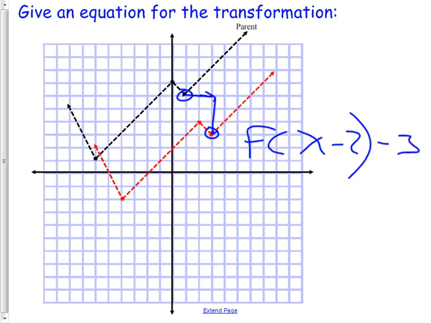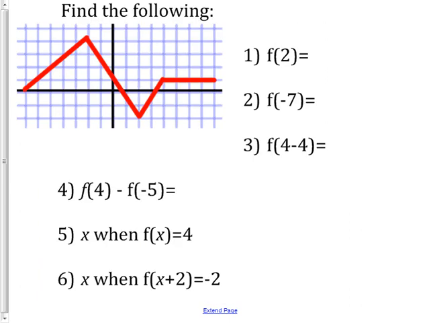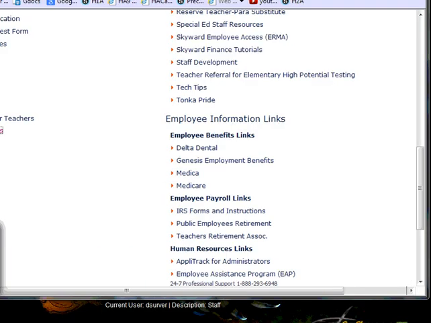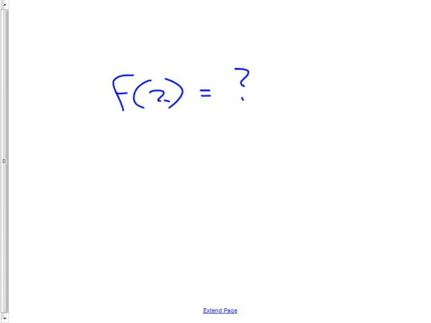Okay, good. Next one. This is just a review one, but it brings up an important point. I'm going to just show you something quick. Let's say I said this. F of 2 equals question mark. Did I tell you x or did I tell you what? I told you x. Now, what if I go like this? Now I told you what?